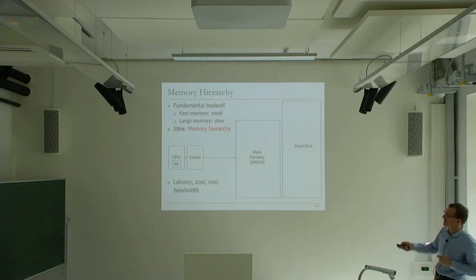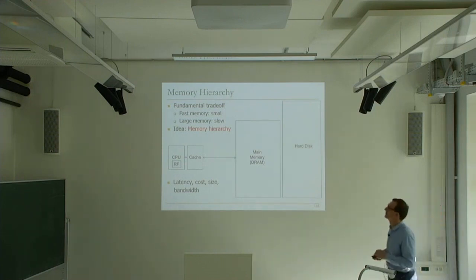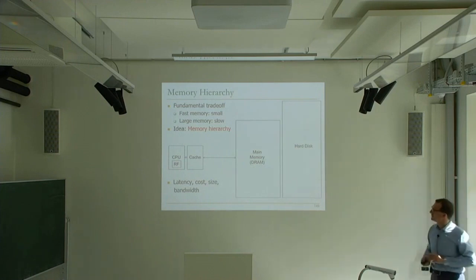Cost is higher over here because you want fast stuff, fast memory, to be here. Cost gets lower as you go to the right. Size becomes larger as you go to the right, and bandwidth becomes lower as you go to the right, essentially. So that's the trade-off that we're dealing with today. But we're also going to question this hierarchy.